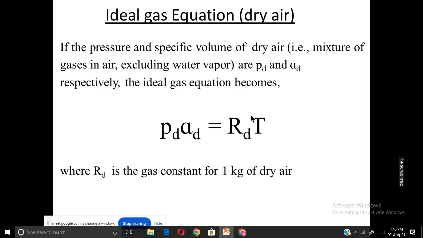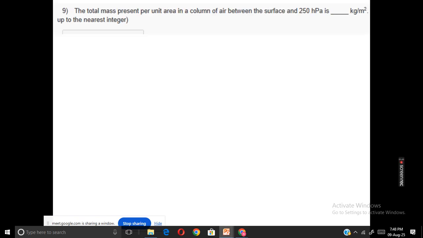Now, how many more questions are there? I think we will take two more questions and then we will wind up. The total mass present per unit area in a column. Is this visible actually? Are you able to read the question?